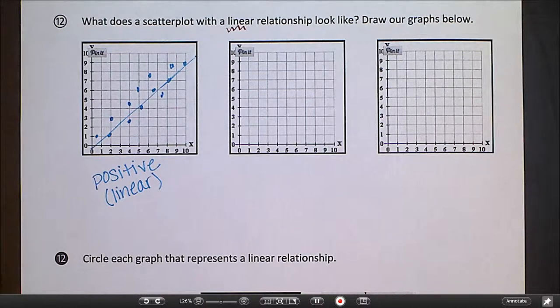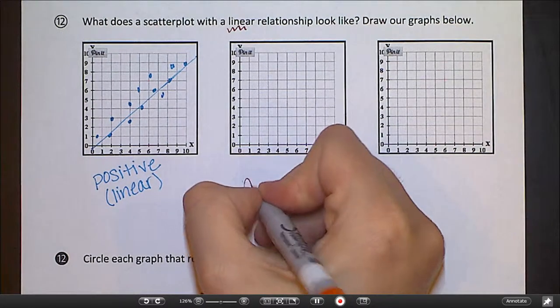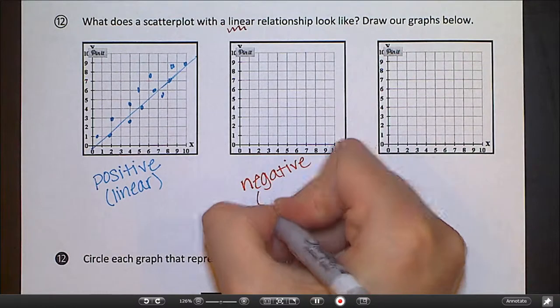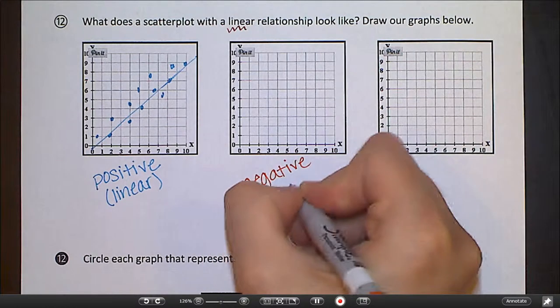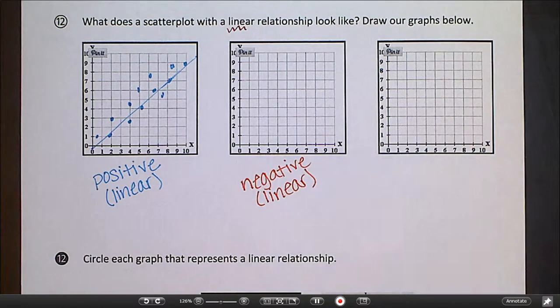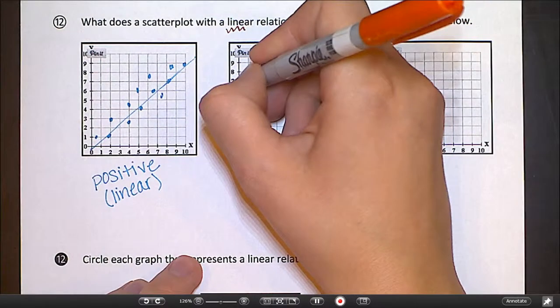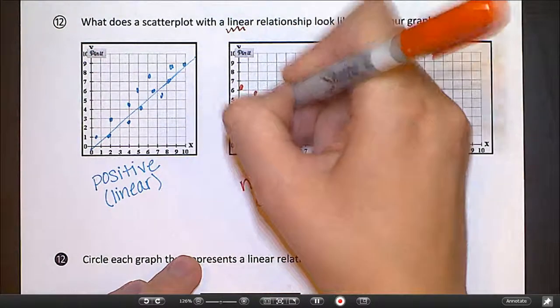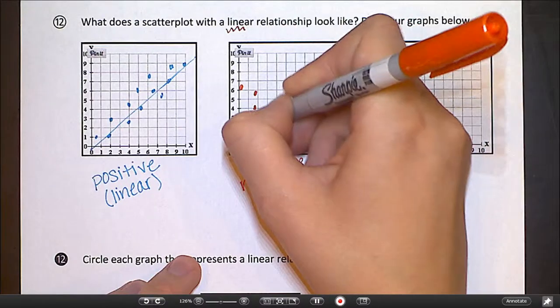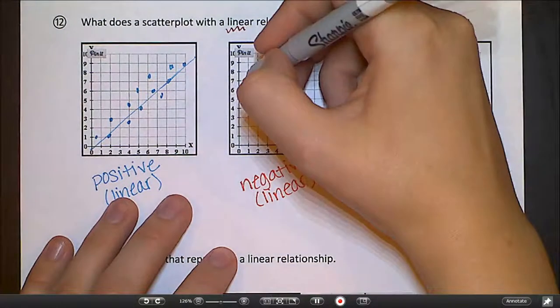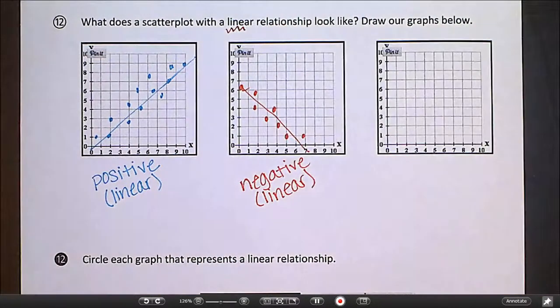Okay, then we have negative. Negative correlation is also linear. So there's several types of linear relationships, and that would be the opposite, where we start up high and we go down. So maybe like this. Okay. So in general, we're getting this kind of trend line.